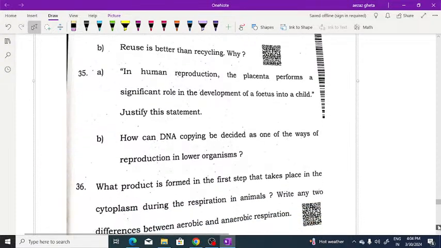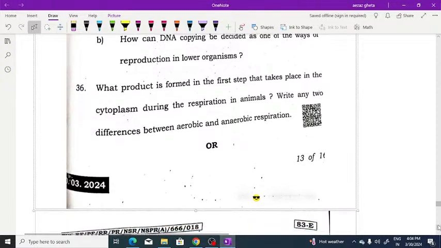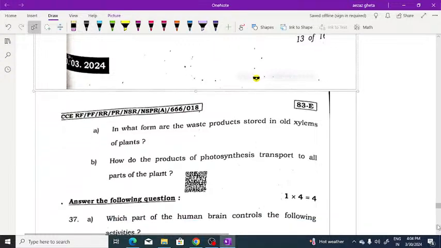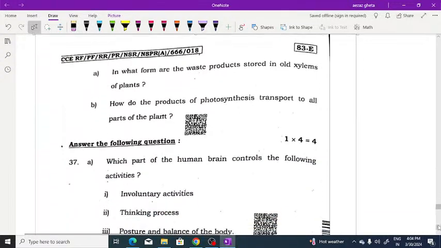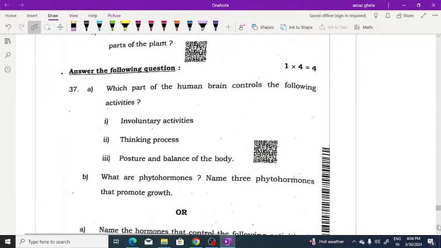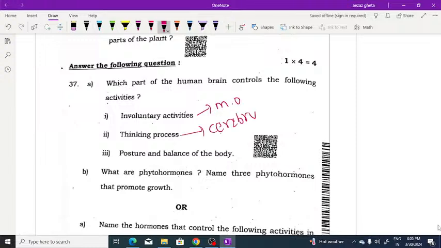This biology question was to be written in your own words, right? Involuntary activities are controlled by which part of your brain? It is the medulla oblongata. The thinking process is the cerebrum, and posture and balance of the body is the cerebellum.